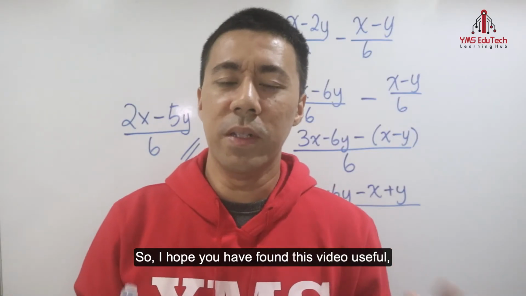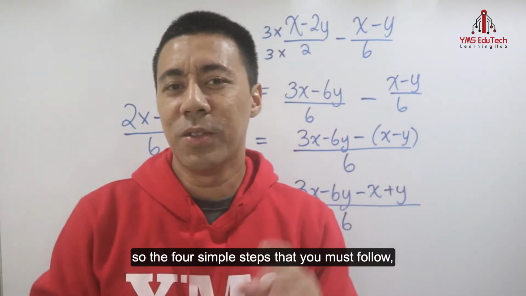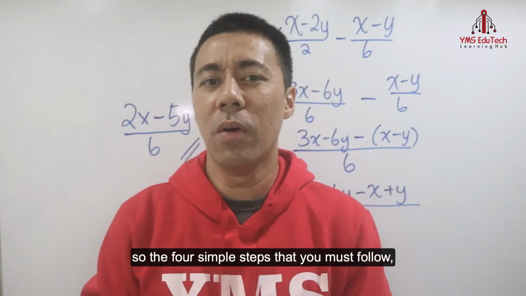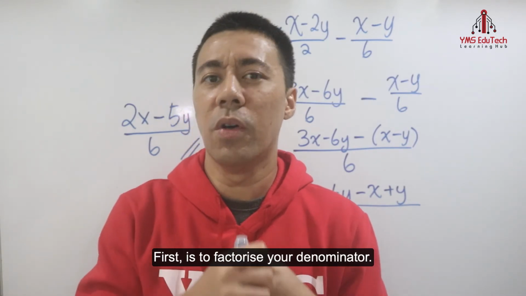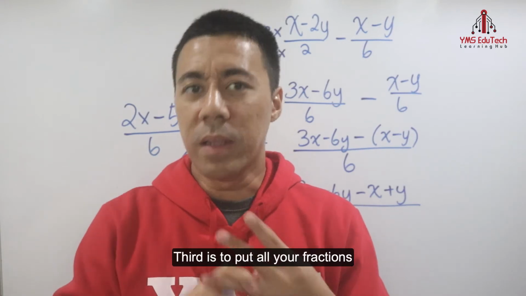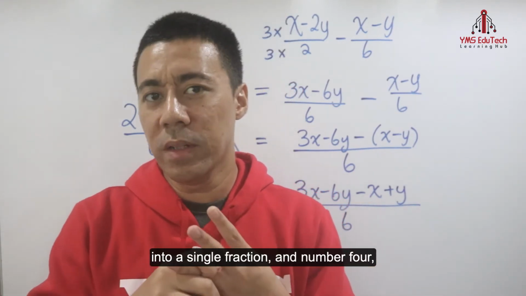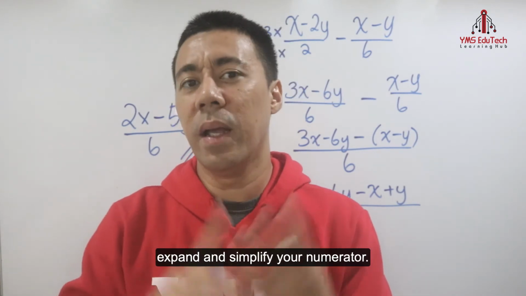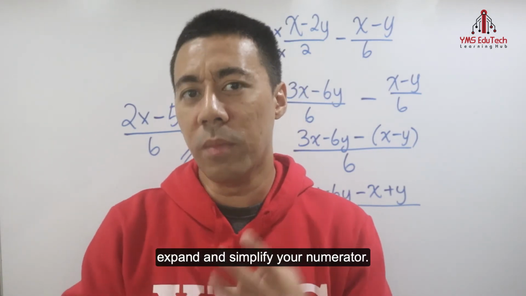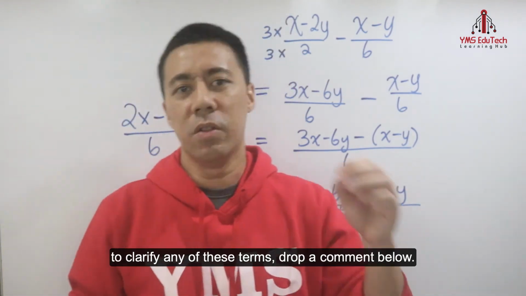So I hope you have found this video useful to add or subtract algebraic fractions. So the 4 simple steps that you must follow. First is to factorize your denominator. Second is to find common denominator. The third is to put all your fractions into a single fraction. And number 4, expand and simplify your numerator.